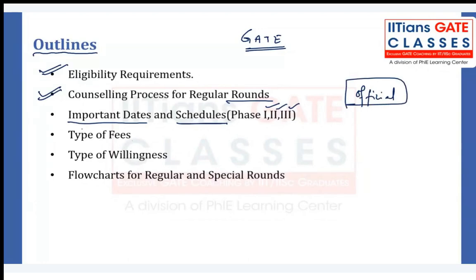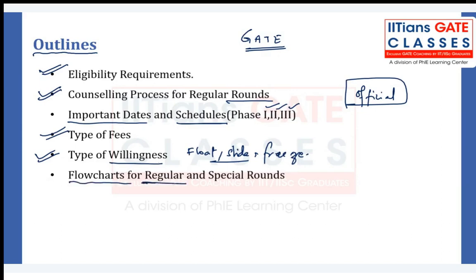The type of fees is also very important to understand, primarily what the fee is at each stage. And the type of willingness: you can float, slide, and freeze, and so on. You can also switch between float, slide, freeze, and accept. These are the willingness options I will be discussing, and the flow chart for regular and special rounds. Using the flow chart, we will understand the process in regular rounds and in special rounds.